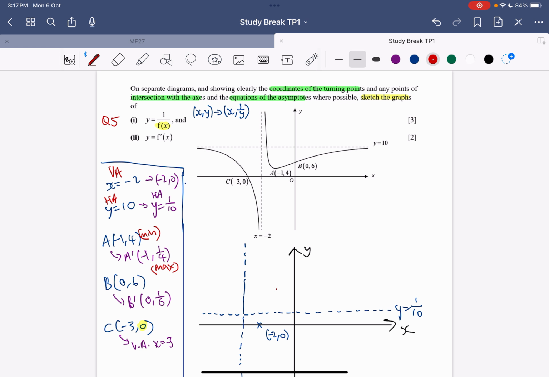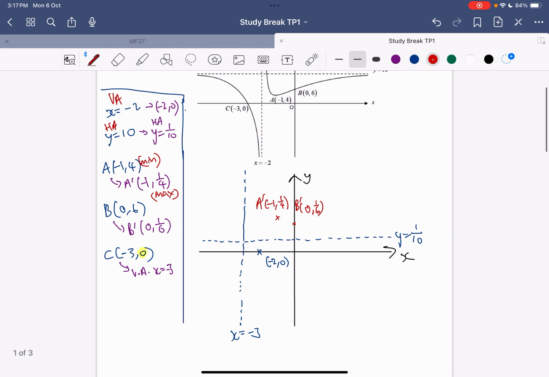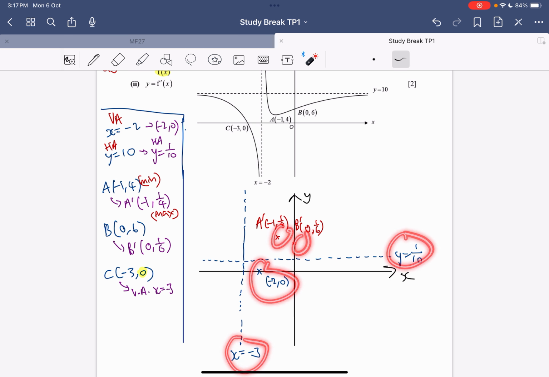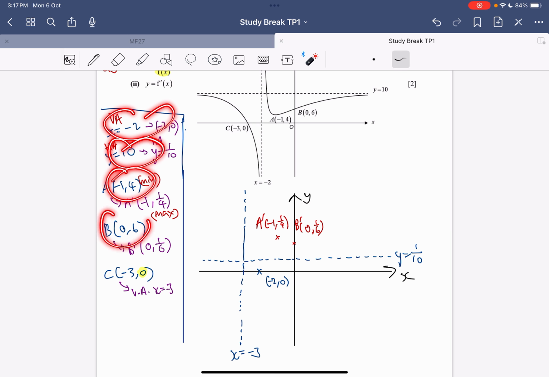So maybe I'll just place down this point over here. This is (-1, 1/4). Now the y-intercept is now a bit lower at (0, 1/6). So just draw it a little bit lower here. Okay, so this is our point A prime, this is our point B prime, and C has now become a vertical asymptote. Okay, so this is roughly the key features for the transformed graph.